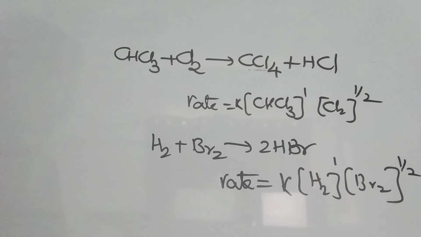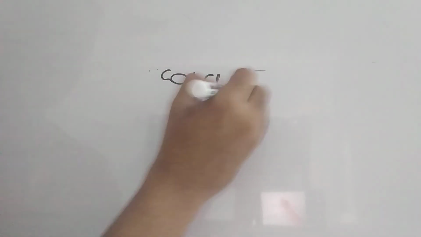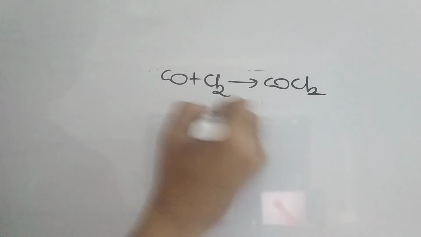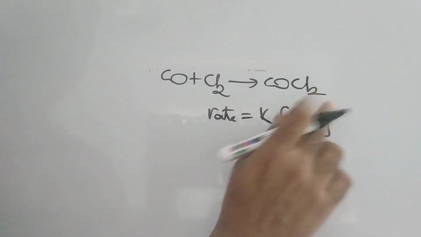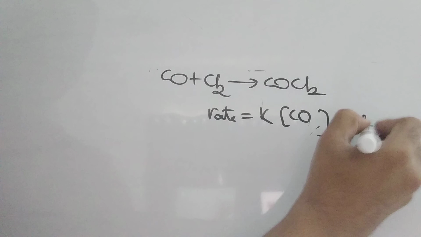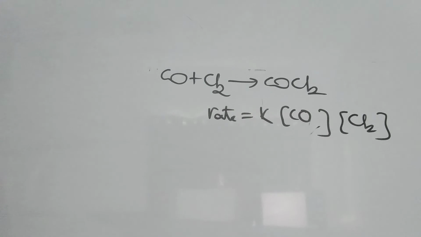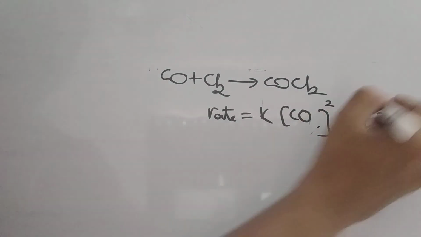In the same way, CO plus Cl2. I give you here again. This reaction is very special. CO plus Cl2 gives COCl2. All these are exception cases, so you can remember them. In general, we write rate is equal to K into [COCl2], but actually this will be [CO] to the power 2. That means the order with respect to CO is 2 and Cl2 is 1 by 2.